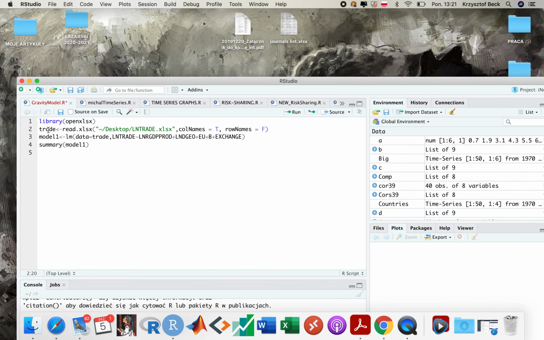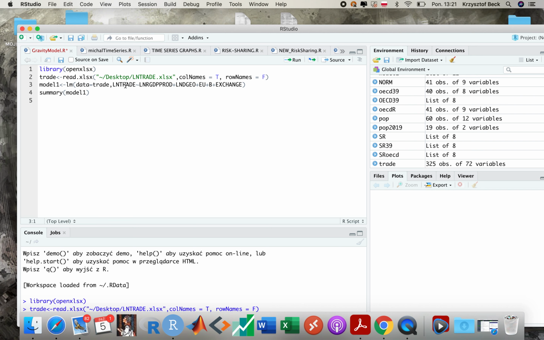So this first line of the code loads the package. The second line of the code loads the Excel file. Here, we say columns do not have names, rows have names. And look, basically we're almost done. Now you can use row names in your estimations because they can be treated as variables.